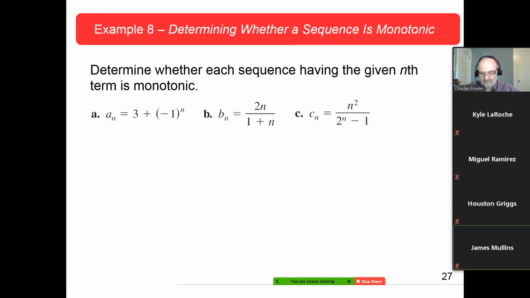Okay. One more minute. Here is example 8, and I'm sure we're not going to have time for it. So let's stop right here, say that's where we're going to pick up next time. Example 8 on page 594.